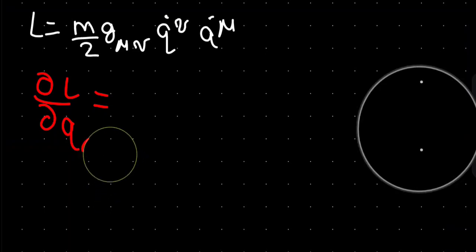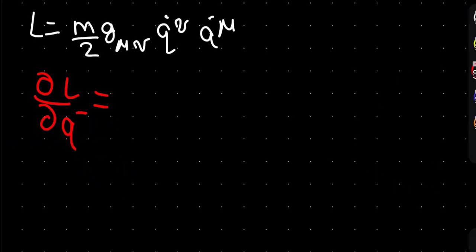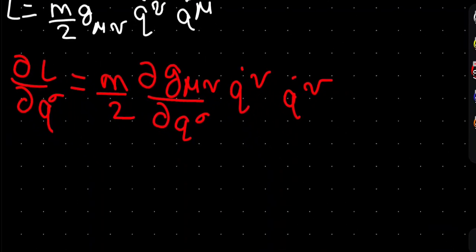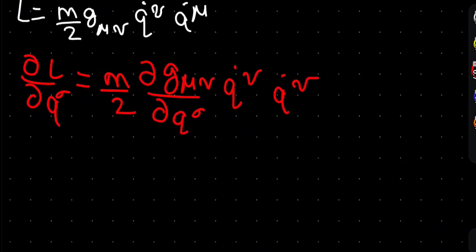Here the indices should be carefully written. When we do this, we get m by 2 times del g_{μν} divided by del q sigma, because this particular q dot μ and q dot ν are independent of sigma, so we only act on the metric tensor. This is our first equation, and you can see that this is a very important equation.